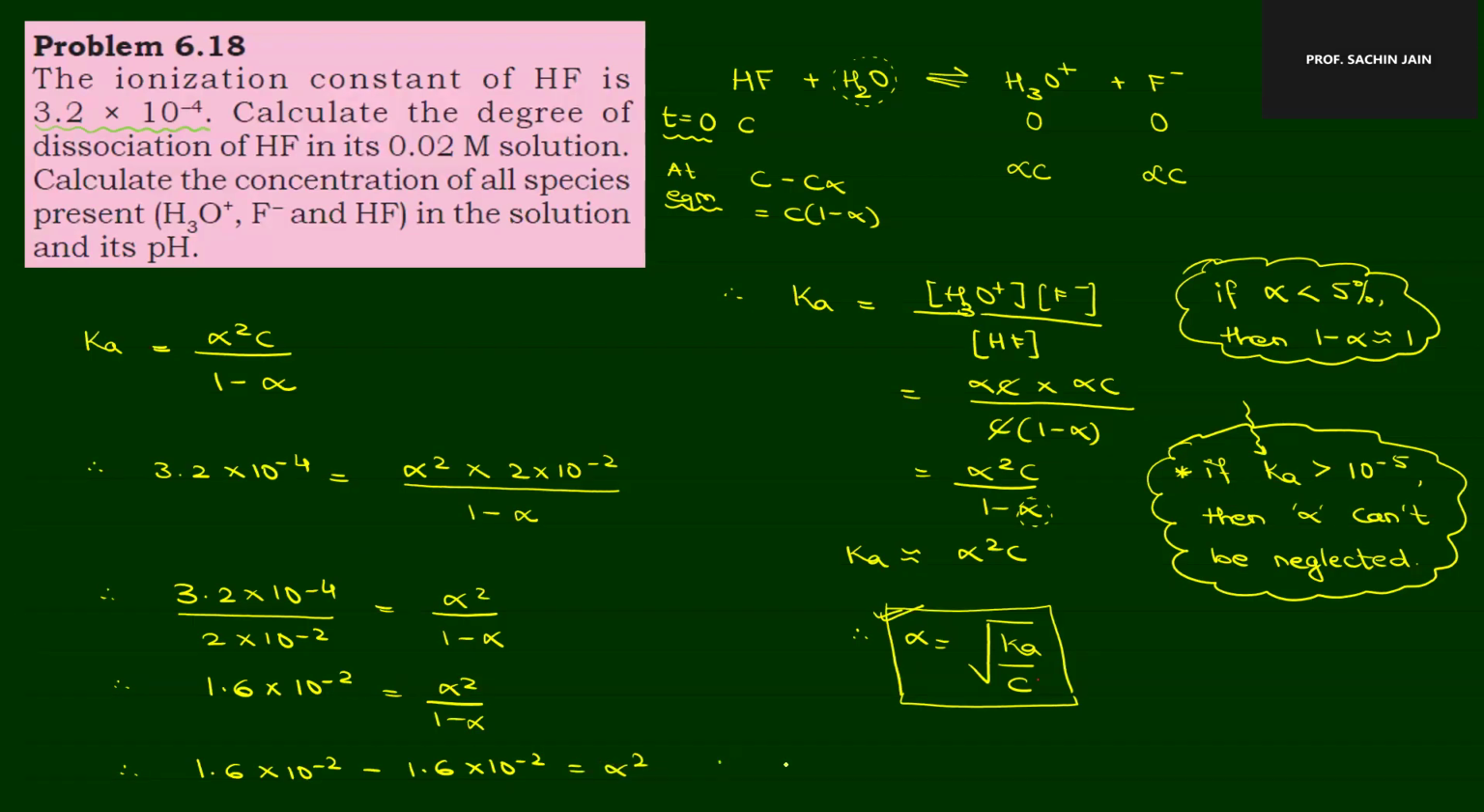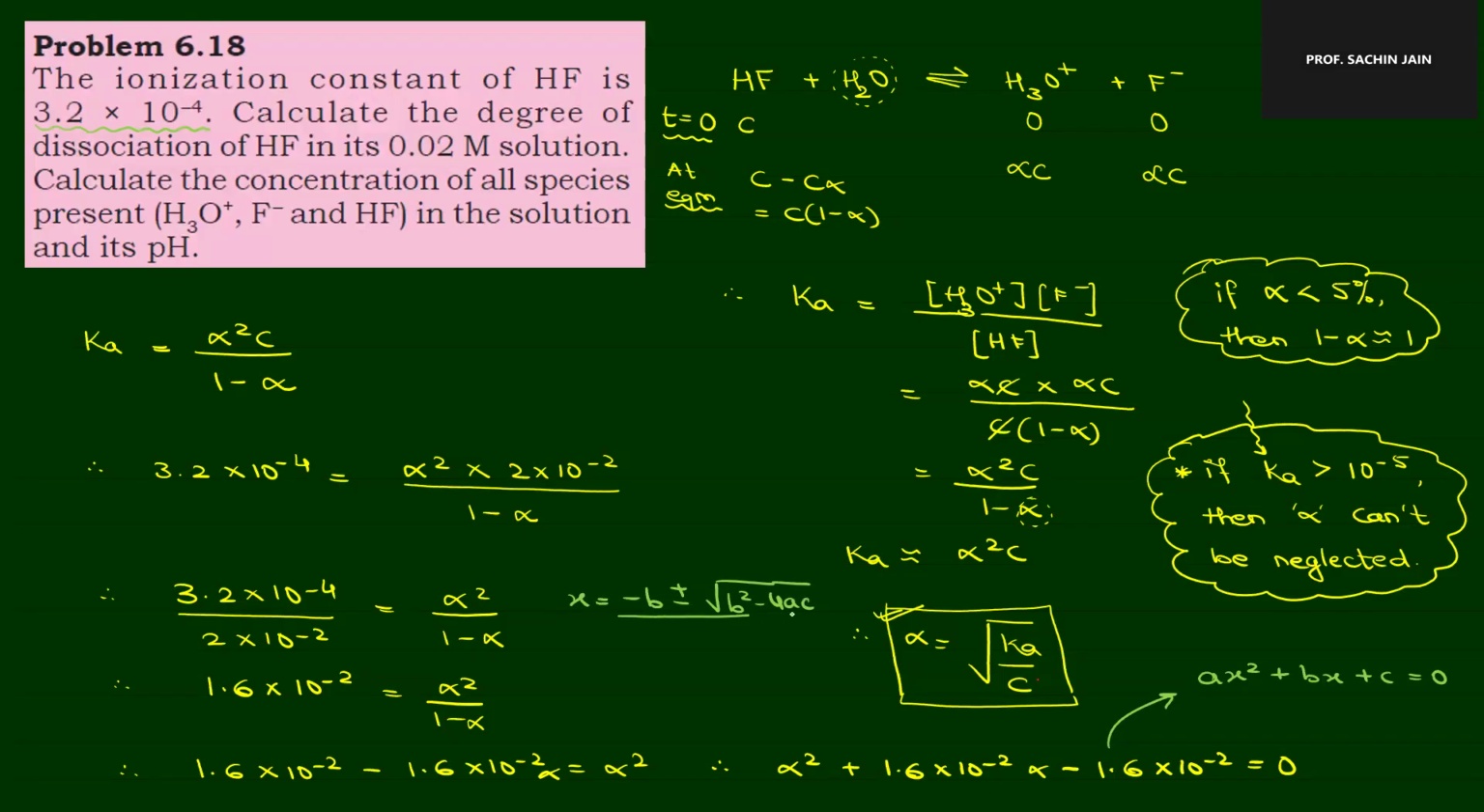So finally आप जब इसको on the right लेकर आओगे तो you will get alpha square plus 1.6 into 10 raised to minus 2 alpha minus 1.6 into 10 raised to minus 2, and that will be equal to 0. So what you get is a quadratic equation now, and this is of the type ax squared plus bx plus c equals to 0. So x could be found by the roots of the quadratic equation, which is minus b plus minus root of b square minus 4ac upon 2a.